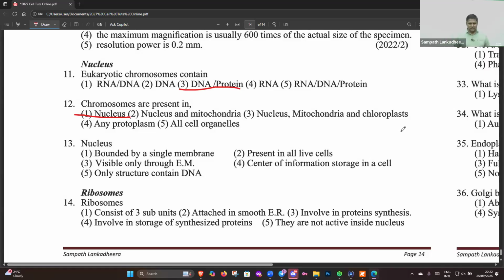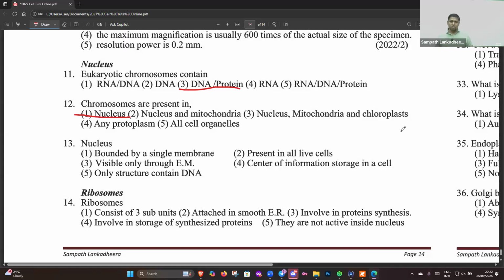Double membrane bounded structure. Present in all live cells. Nucleus present in all live cells? No, in red blood cells, nucleus absent. Phloem sieve tube elements, nucleus absent. Bacterial cells, nucleus absent. So you can't agree with the second statement.